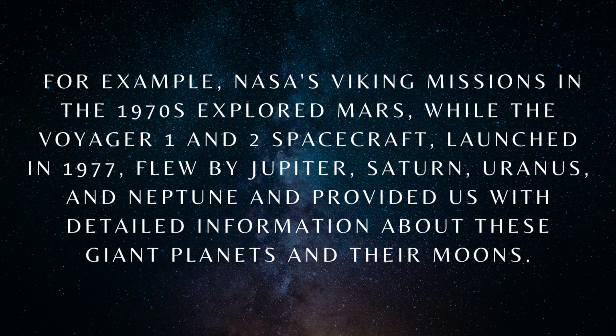NASA's Viking missions in the 1970s explored Mars, while the Voyager 1 and 2 spacecraft, launched in 1977, flew by Jupiter, Saturn, Uranus, and Neptune and provided us with detailed information about these giant planets and their moons.